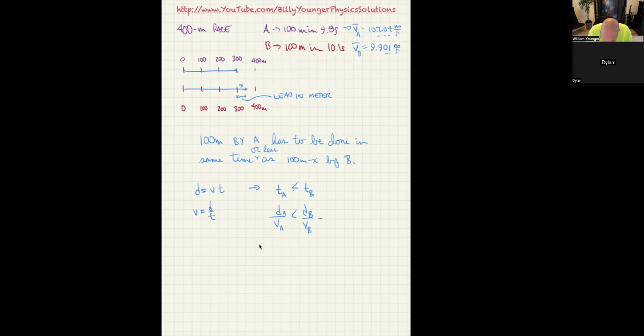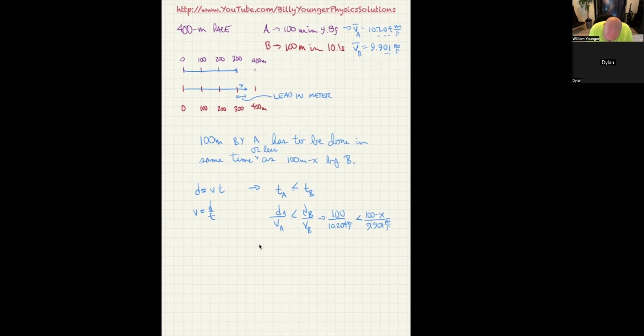So in this case, I'm going to take the distance that A has to travel, which is 100. I'm going to divide it by the velocity that A has, which is 10.204. I want that to be less than 100 minus X over 9.901 meters per second.